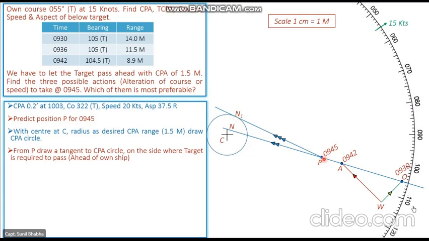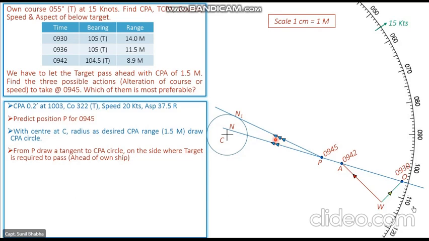If the target line of approach becomes Papa November 1, PN1, then you will see the CPA would be Charlie November 1, which is the radius of the circle, taken as 1.5 miles. So to have a CPA of 1.5 miles, the target should move on a relative line of approach PN1, Papa November 1. So this is the new line of approach which is desired. We have shown this using three arrows.